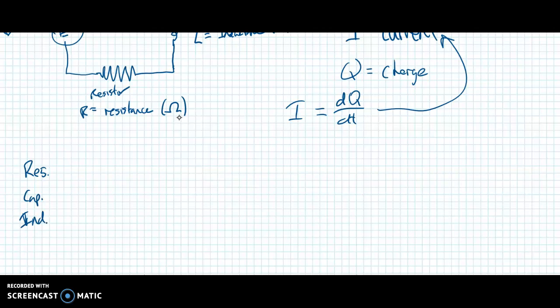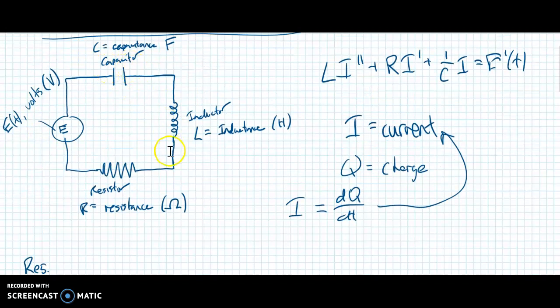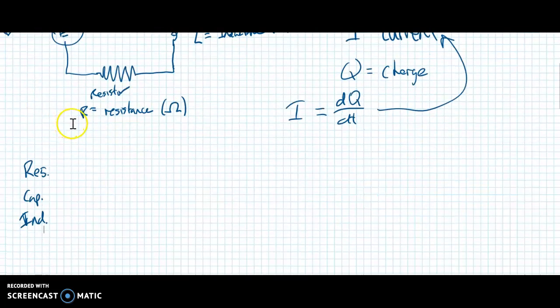So there's a law in electricity that says each of these elements forces a voltage drop, and the sum of the voltage drops is equal to the volts coming out of this energy source. The voltage due to a resistor in a circuit is V equals current times resistance. V equals IR.